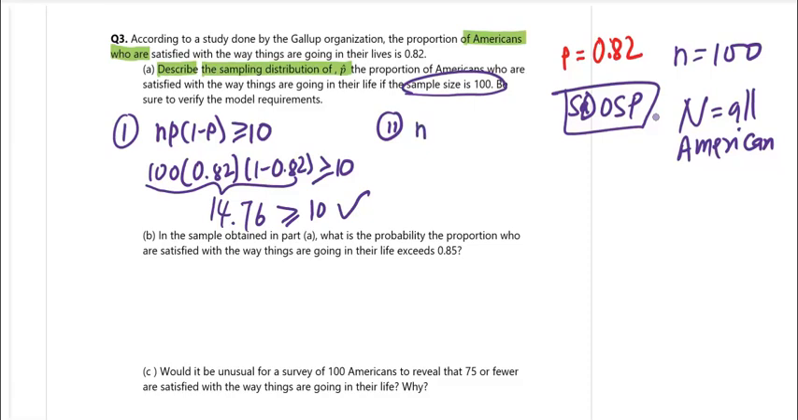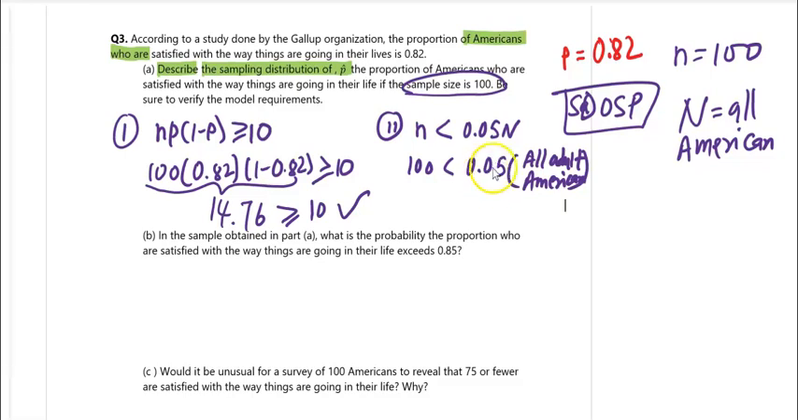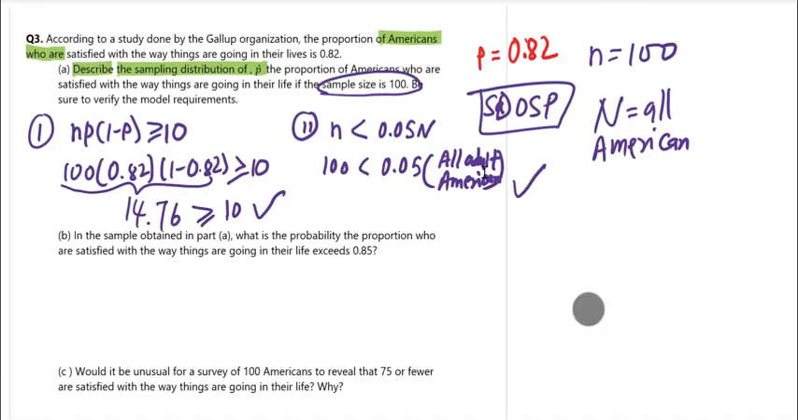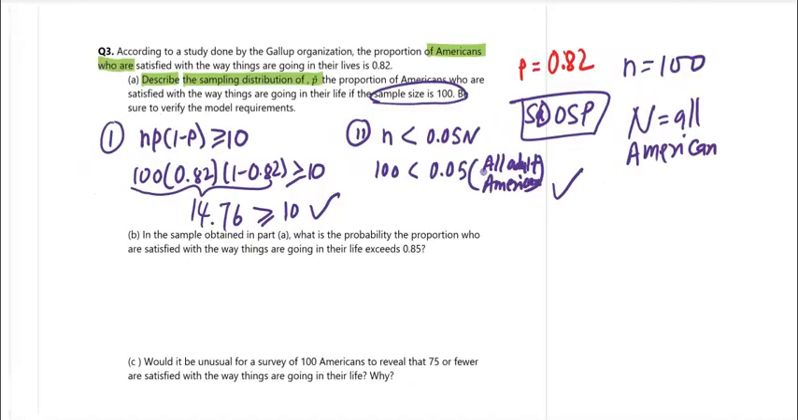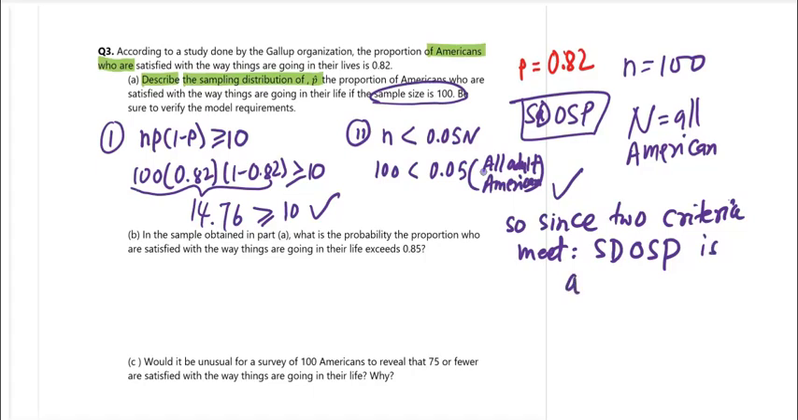The second criterion is that lowercase n is less than 0.05 of uppercase N. Lowercase n is 100, and uppercase N is all adult Americans. Obviously 5% of all adult Americans is greater than the sample size of 100, so this is also satisfied. Since both criteria are met, the sampling distribution of sample proportion is approximately normal. That's the first thing.